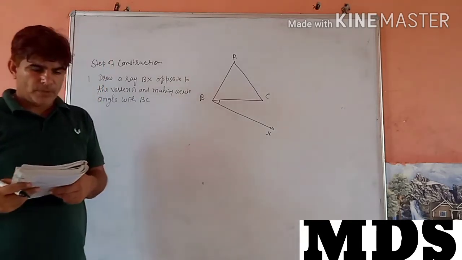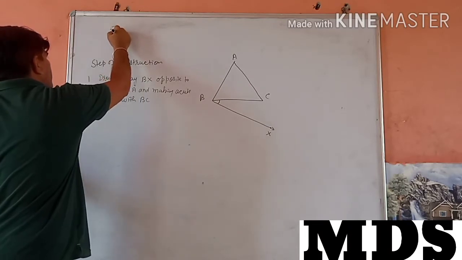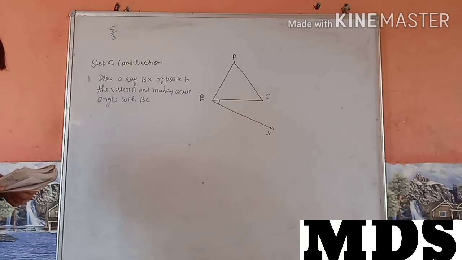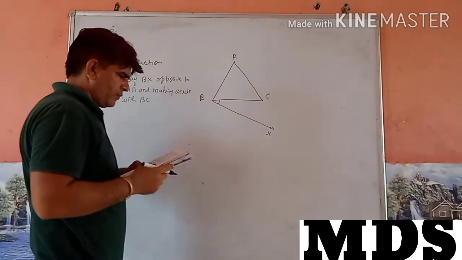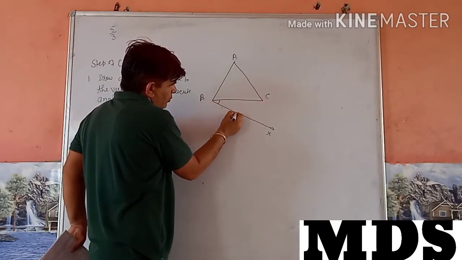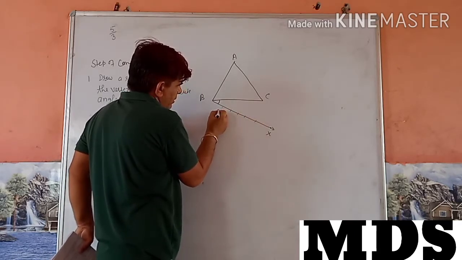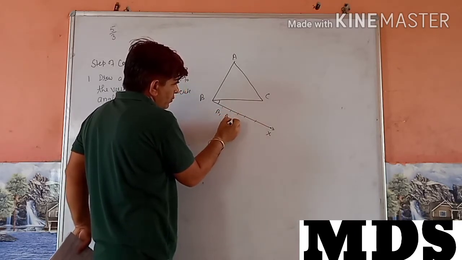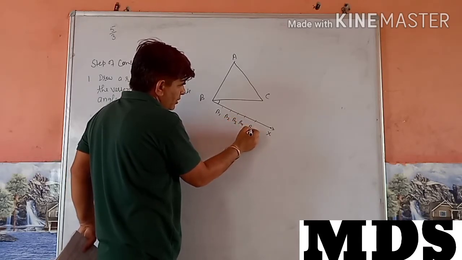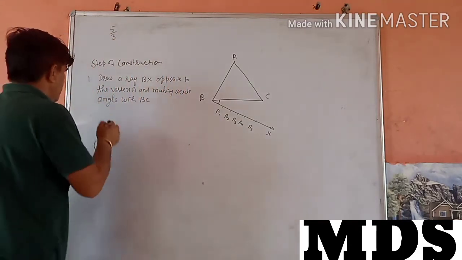Understood? So here you have to divide which part? 5 by 3. Which is bigger? The greater number is 5, between 5 and 3. So how many points? 5. We open this: 1, 2, 3, 4, and 5. Its name is B1, B2, B3, B4, and B5.